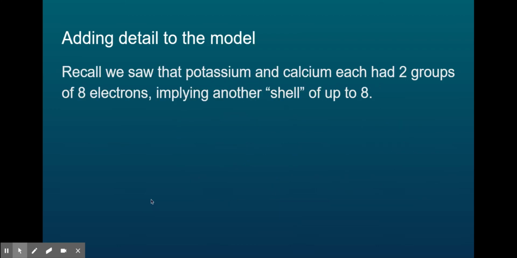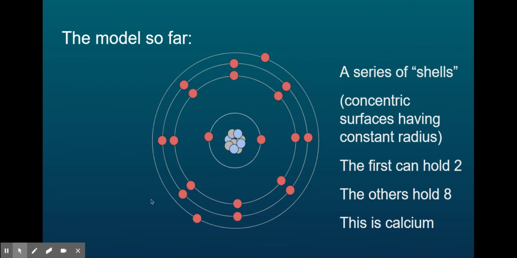So adding detail to the model, recall we saw that potassium and calcium each had 2 groups of 8 electrons, implying that there's another shell that can hold up to 8. So now what we have is potentially a series of shells. Shells are concentric surfaces having a constant radius. The first can hold 2 electrons. The others can hold 8 electrons. So this represents calcium, 20 electrons total.